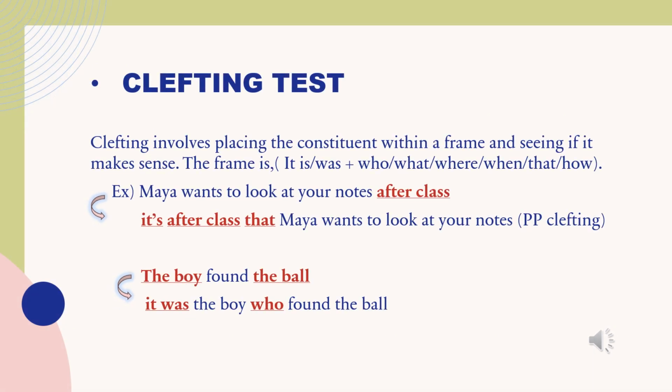Last but not least, we have the clefting test. Clefting involves placing the constituent within a frame and seeing if it still makes sense. The frame is it, was or is, plus who, what, where, when, that, and how. Like in this example: Maya wants to look at your notes after class. We will add: it is after class that Maya wants to look at your notes, and this is called prepositional phrase clefting. The second example is: the boy found the ball. We will add: it was the boy who found the ball.